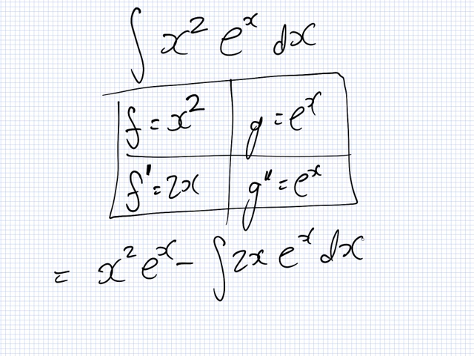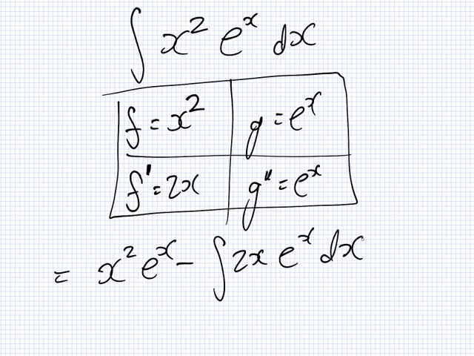What I want you to do is look at the new integration we have, the original integration, and tell me how they're different. What's different? 2x is different from x squared. Yeah, so the power has decreased. But is it an integration we can do? Do we know the answer to this integration? No, because it's still a product.